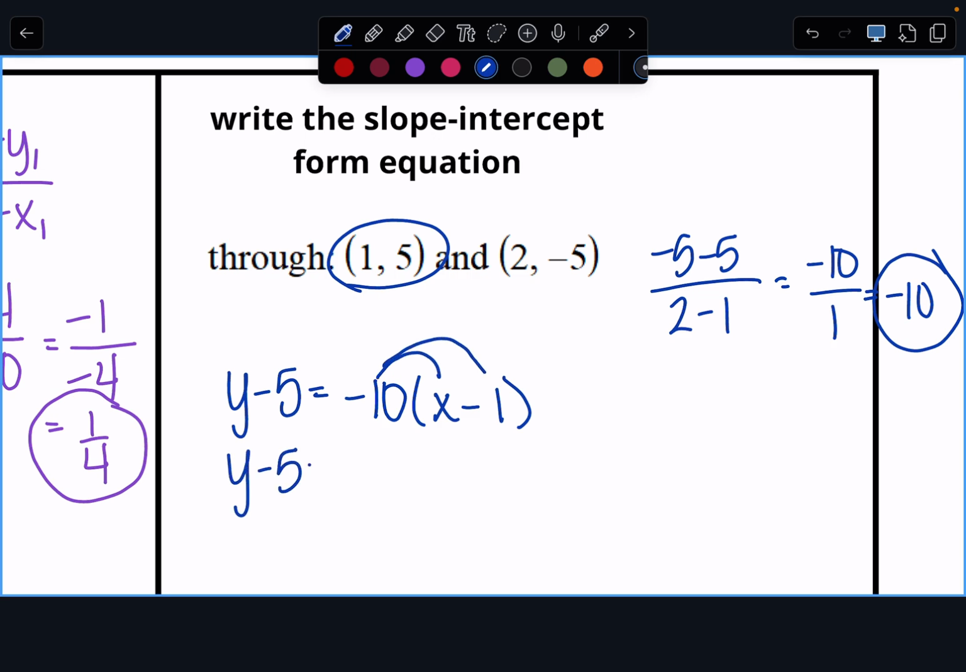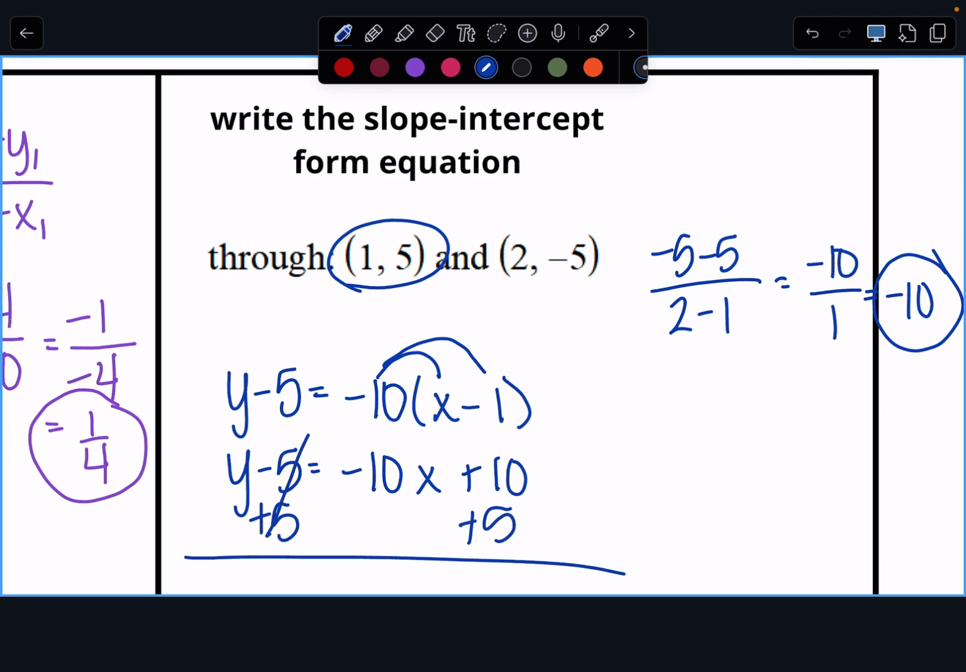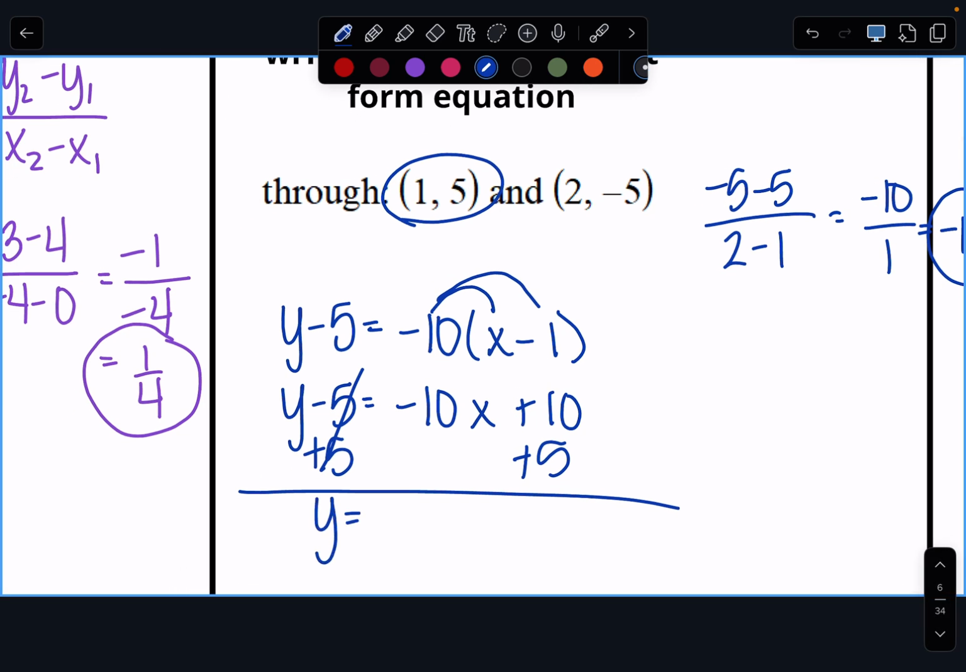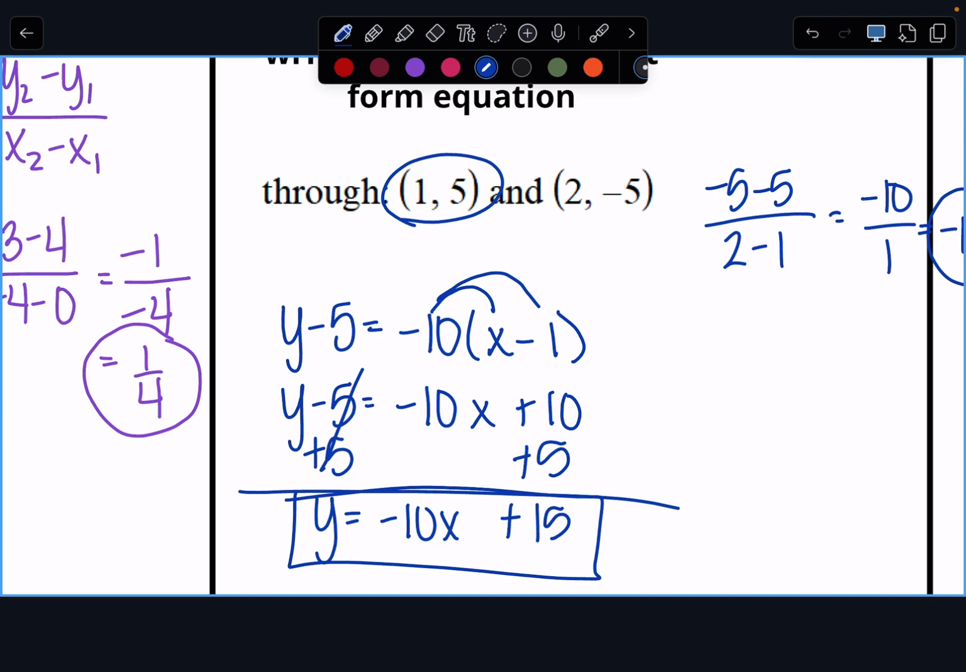So we rewrite that: y minus 5 is equal to negative 10 times x, which is negative 10x, negative 10 times 1 is negative 10. And final step, we get to add that 5 to the other side to fully solve for y. So y is equal to negative 10x, and negative 10 plus 5 is negative 5. And there would be my final answer.